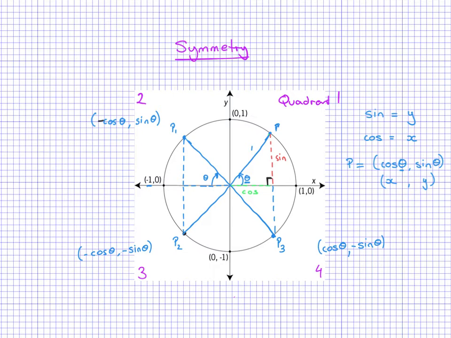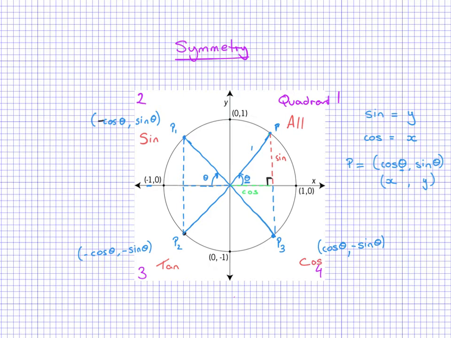And it looks like this. You can just say A, S, T, C, and this stands for all, this stands for sine, this stands for tan, and this stands for cosine.